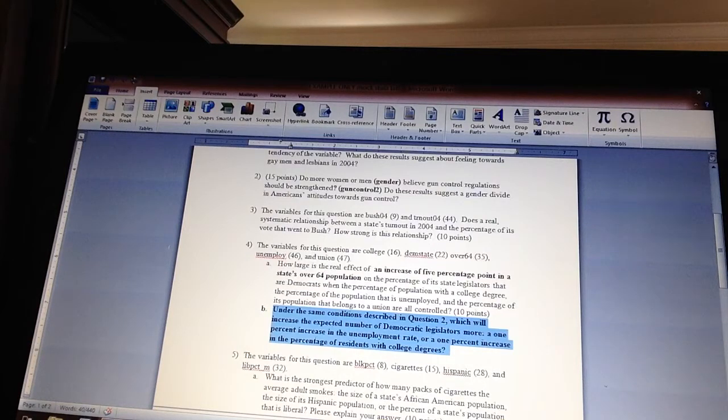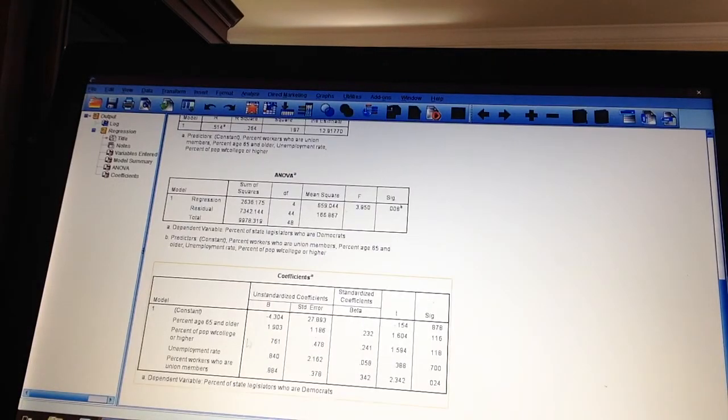A 1% increase in the percentage of residents with college degrees has a greater effect on the number of Democratic legislators in a state because the unemployment rate independent variable is not statistically significant. All right? Don't get thrown off by the fact that the unemployment rate has a higher unstandardized coefficient than the college. Okay? It would be true that if this variable, if the unemployment rate variable was statistically significant, it would be higher, right?